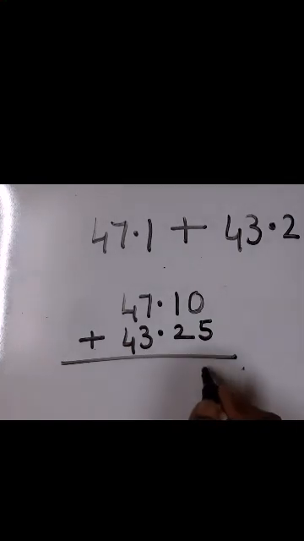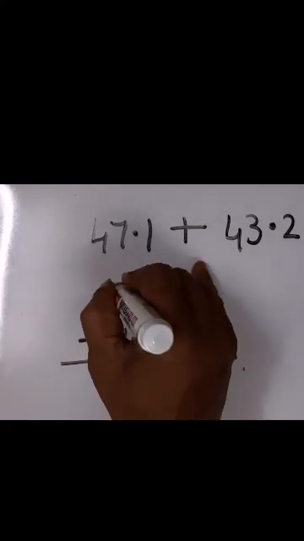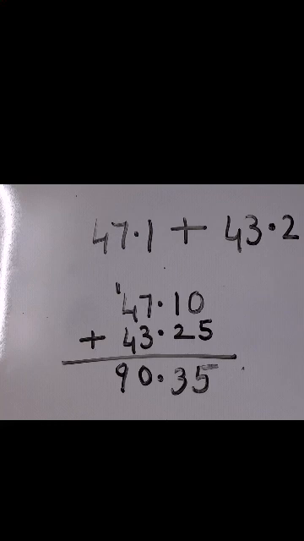Right? So, this is 5. Sorry. And this is 3. And this is 7 plus 3, what is it, children? 10. What will I do, children? 0 here and 1, same way as you do in addition. And 1 here. So 4 plus 4 is 8 and this is 9. So it is 90.35. Got it? Children, with practice you will surely do better.